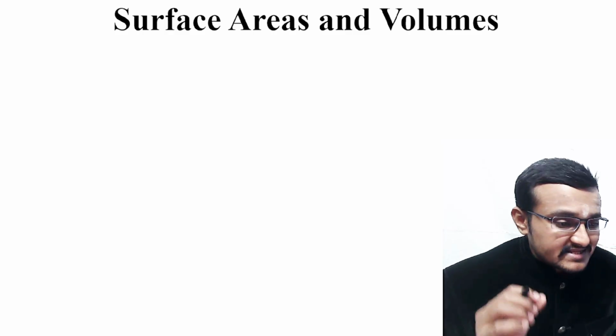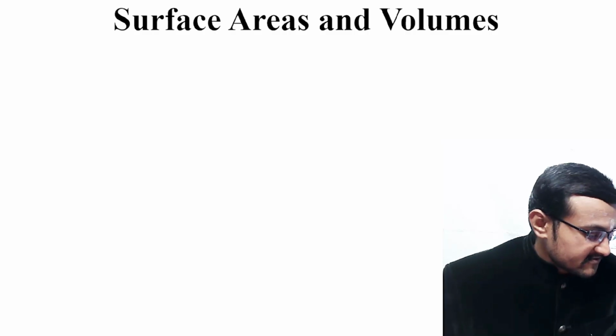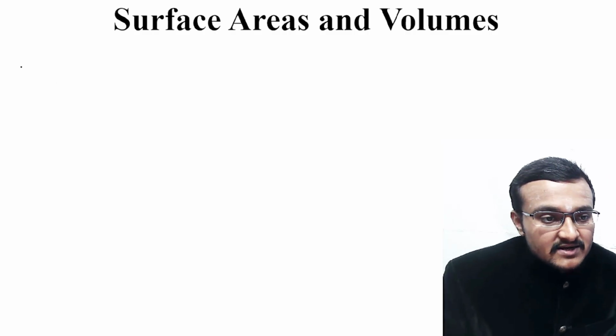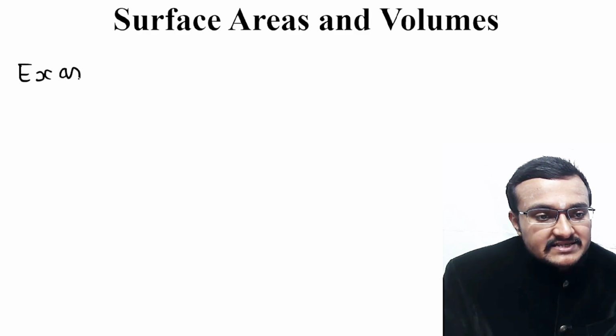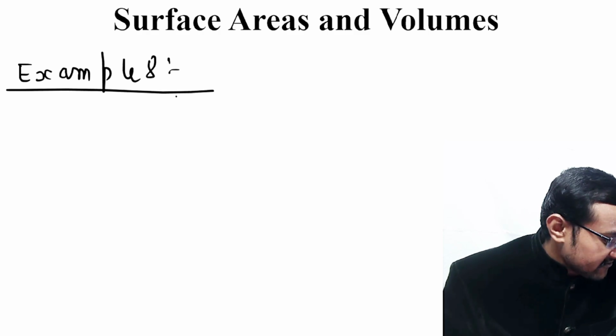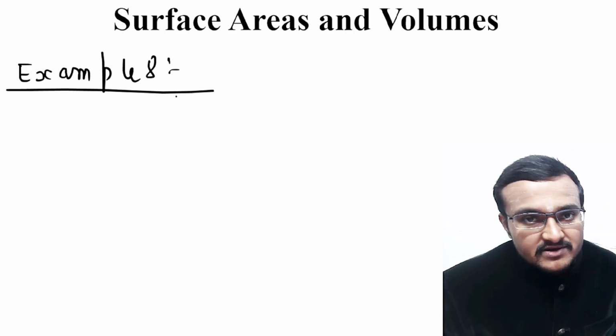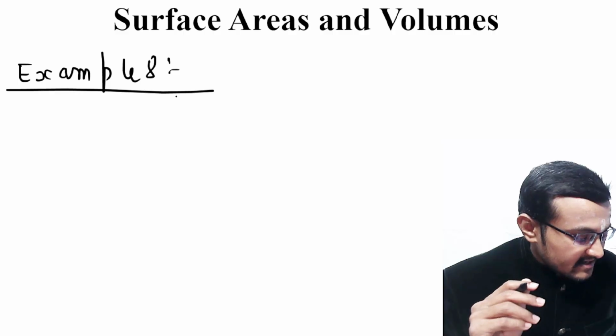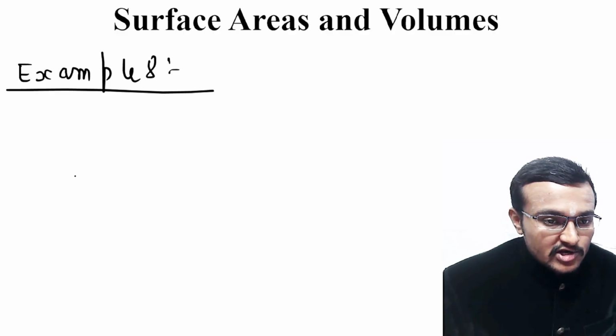Now using this formula, you have to solve a few examples. So here we have example 8 and example 9. First we will move into example 8. In example 8, you have to find the volume of a right circular cone. Here the height and slant height of the cone are given and you have to find the volume.